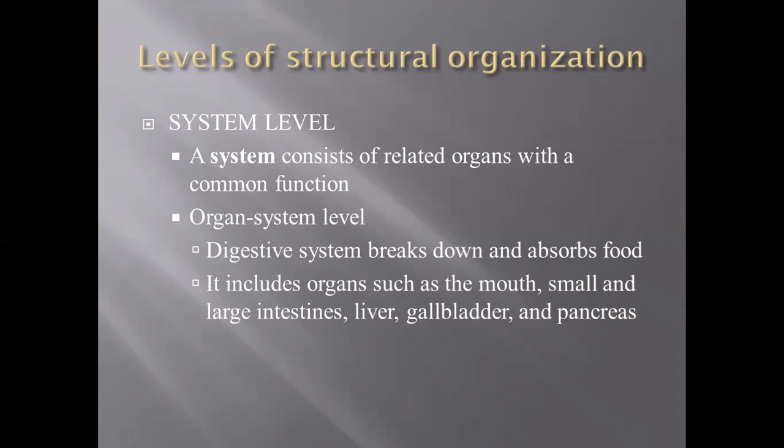Levels of structural organization. We are going to study physiology only on the system level. A system consists of related organs with a common function. For example, the digestive system breaks down and absorbs food. It is made from organs like the mouth, small and large intestines, liver, gallbladder, and pancreas, and they all do one common function, breaking down and absorbing food.